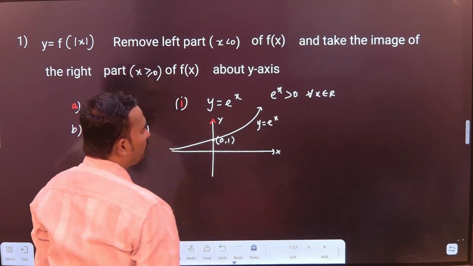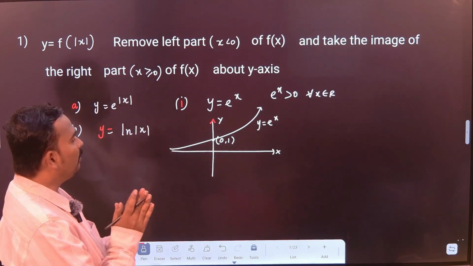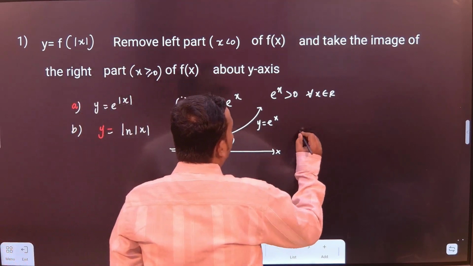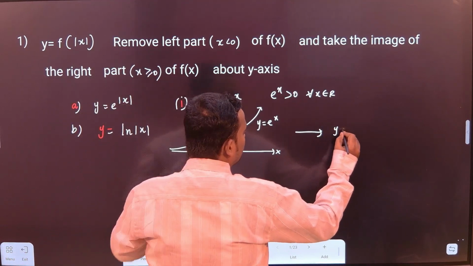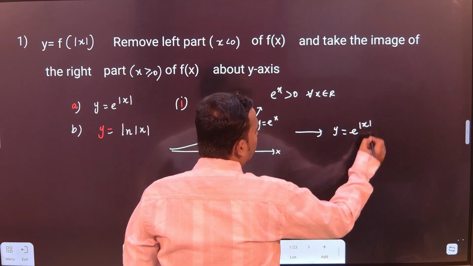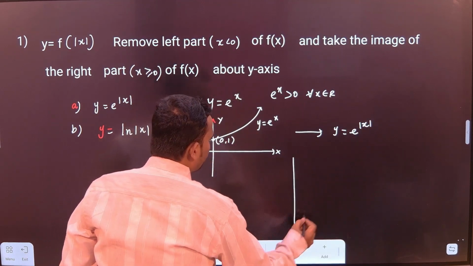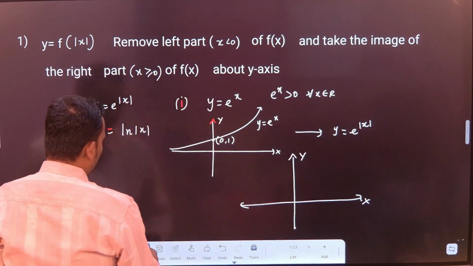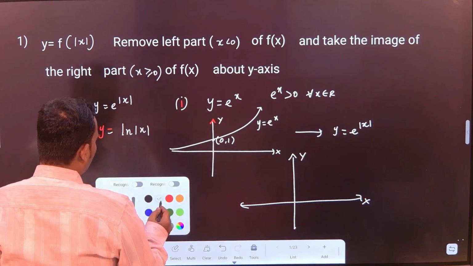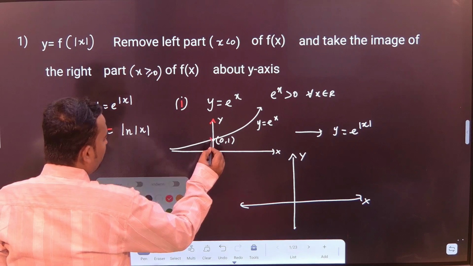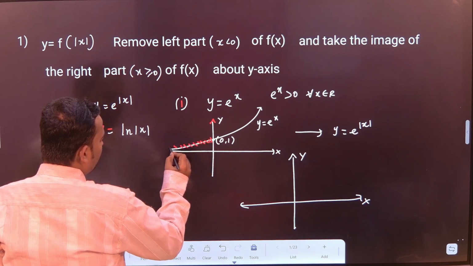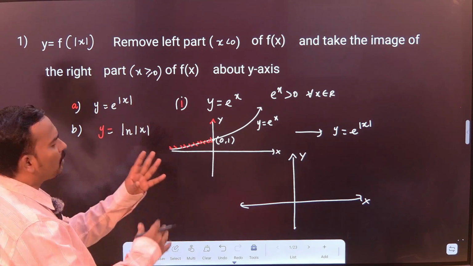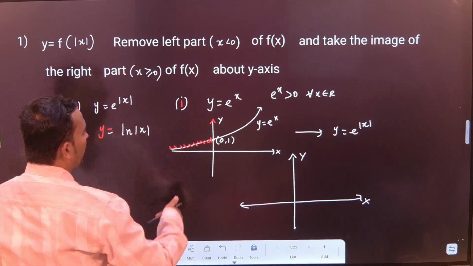So in this graph, you need to draw e power mod x. Just replace x by mod x, right? So how to draw the graph of this? You can see this is your x axis, this is the y axis. What you can do is just remove the left part of the graph, that means x less than 0. You have to remove it and take the right part of the graph as an image with respect to the y axis.